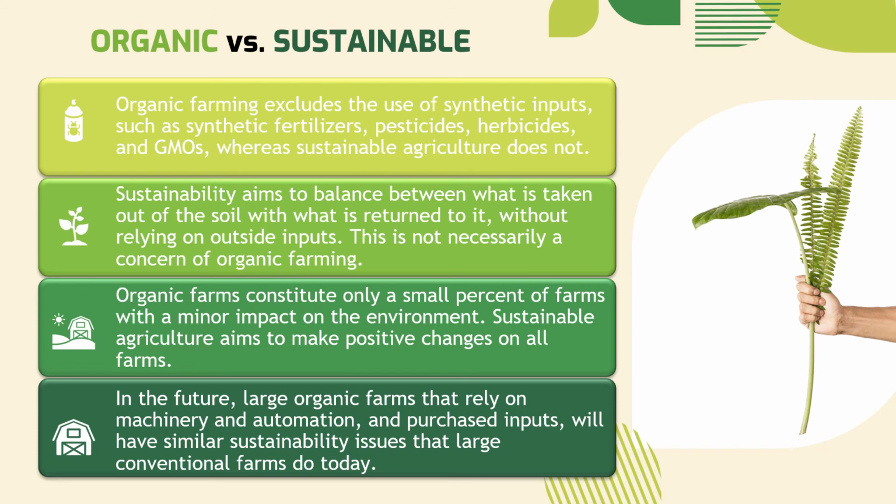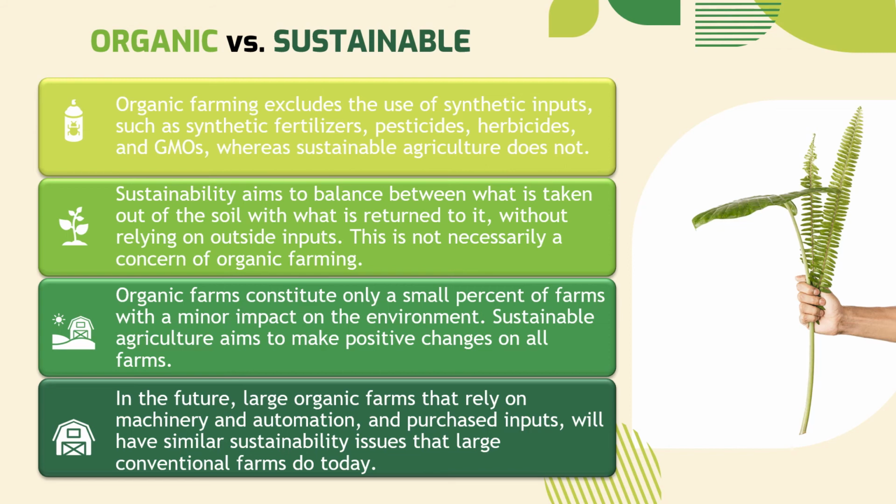Sustainability aims to balance what is taken out of the soil with what is returned to it without relying on outside inputs. This is not necessarily a concern of organic farming. Organic farms constitute only a small percent of farms with a minor impact on the environment. Sustainable agriculture aims to make positive changes on all farms.